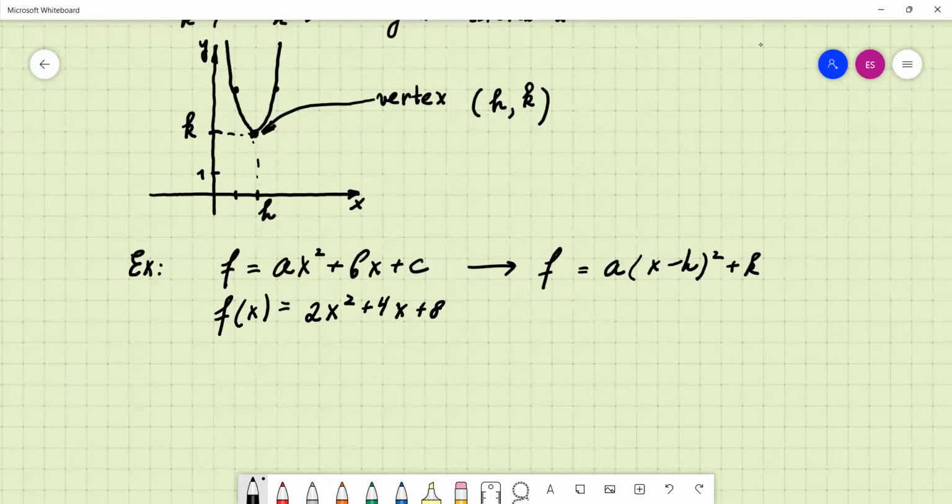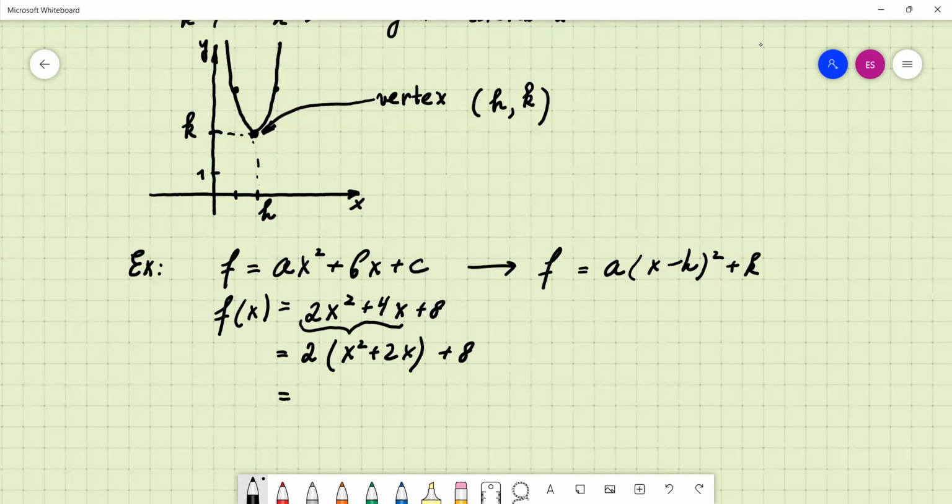So first, guys, we are going to consider these first two terms and take the coefficient 2 outside of them. So 2, and here x squared plus 2x. 8 is going to just stand by itself. So I took 2 units from here and 2 units from here.